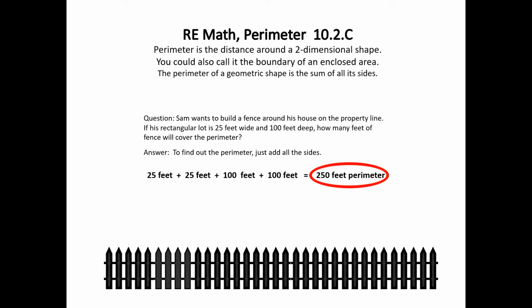Question: Sam wants to build a fence around his house on the property line. If his rectangular lot is 25 feet wide and 100 feet deep, how many feet of fence will cover the perimeter? Answer: to find out the perimeter, just add up all the sides. 25 feet plus 25 feet plus 100 feet plus 100 feet equals 250 feet perimeter.